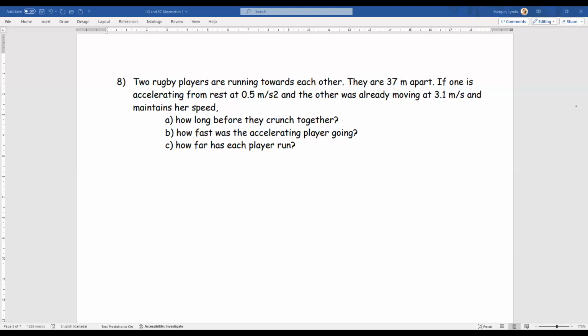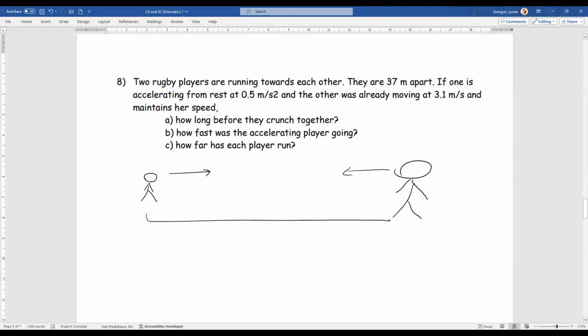Whenever you have any physics question, try to imagine it or make a little sketch. So you have two rugby players running towards each other. One is bigger, one is smaller, sort of. They are 37 meters apart, the distance between them. If one of them accelerates from rest, so V initial 0, acceleration 0.5 meter per second squared. The other was moving, so he had some speed and keeps it constant. So it means motion with constant speed and motion with acceleration. How long before they crunch together?